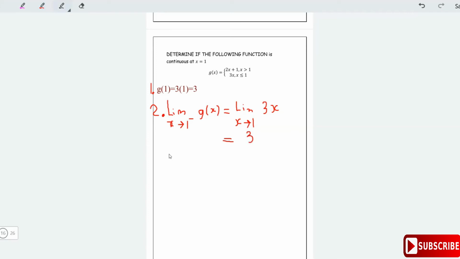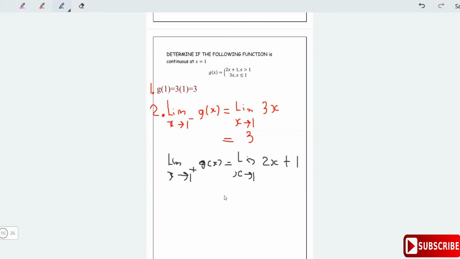Let's look at the right-hand limit now. The right-hand limit we need to find is the limit as x approaches 1 from the right-hand side of g of x, and that will be equal to the limit as x approaches 1 of 2x plus 1. So finding the limit as x approaches 1 of 2x plus 1, all we have to do now is plug in x as 1.